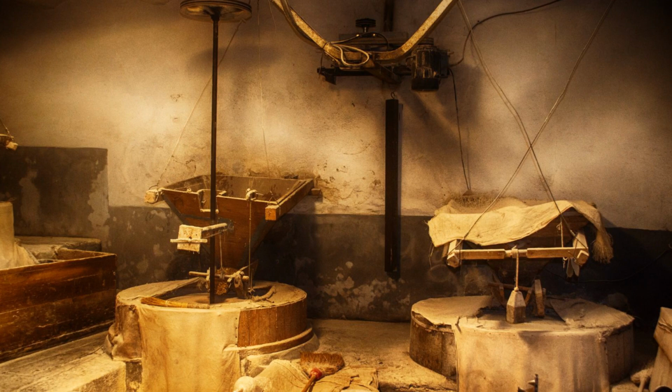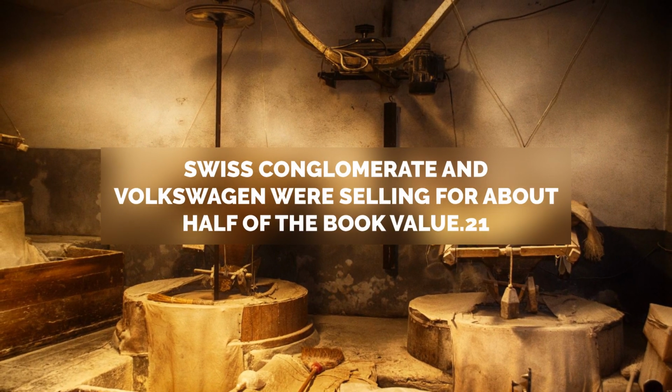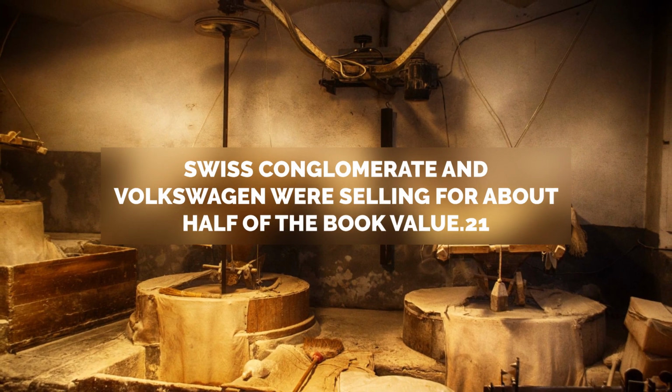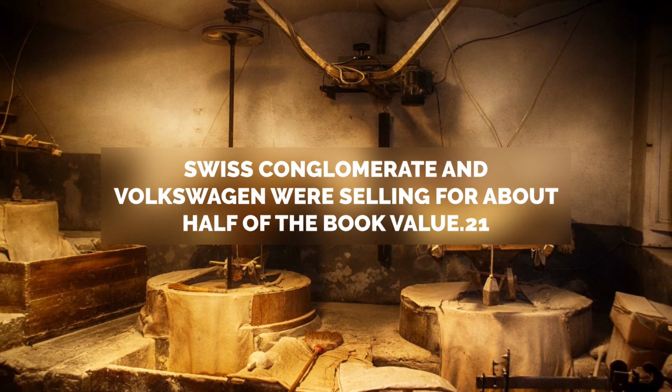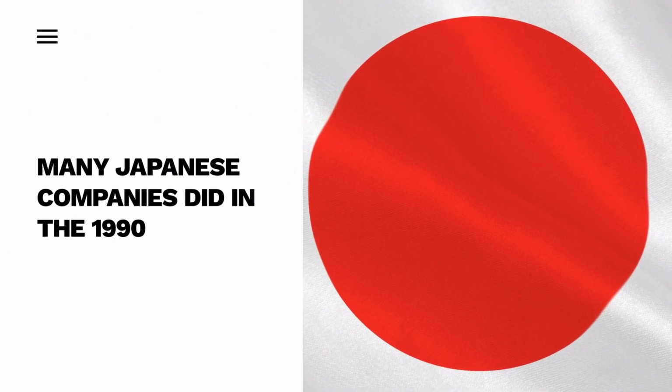For instance, in 2005, a Korean flour mill sold for less than a third of its book value, while in 2003, a Swiss conglomerate and Volkswagen were selling for about half of the book value. Companies can sell for less than cash, as many Japanese companies did in the 1990s.